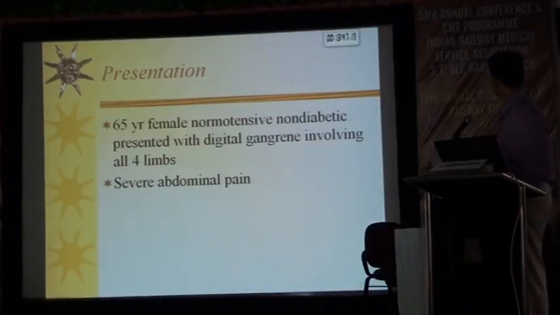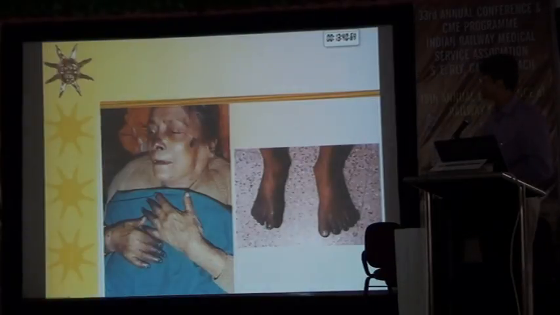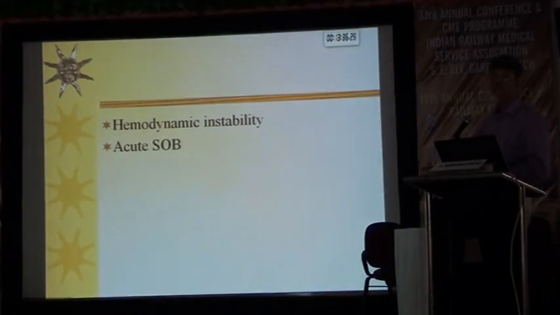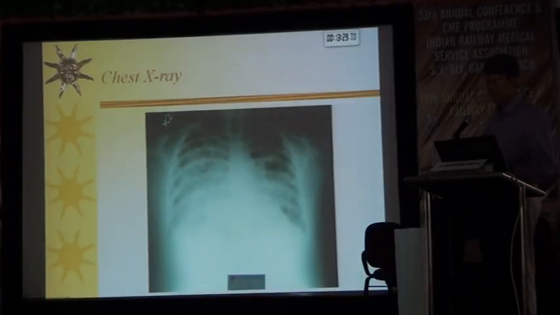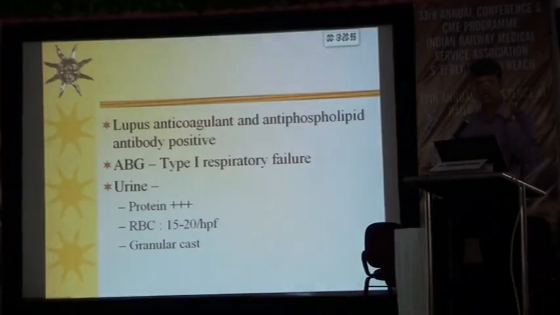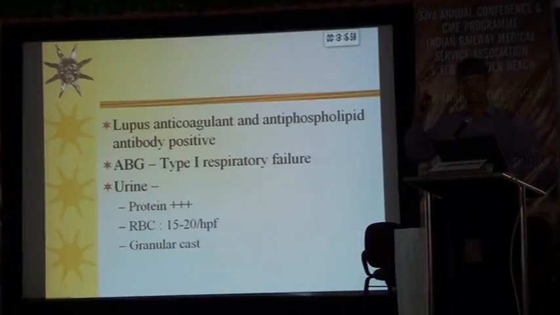A 65-year-old female, normotensive, non-diabetic, presented with sudden digital gangrene involving all the fingers, along with abdominal pain. This was her clinical picture, and she was hemodynamically stable, unlike other cases, but had acute shortness of breath. This was her radiology: shadows involving both the lower and mid zones on both sides. And her lupus anticoagulant and antiphospholipid antibody were strongly positive.